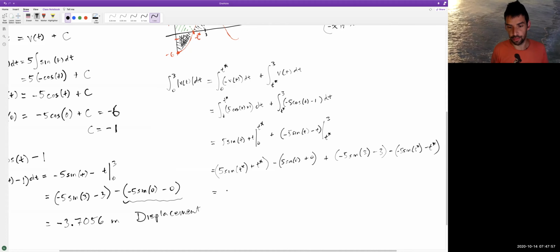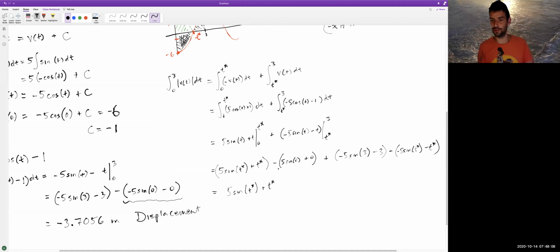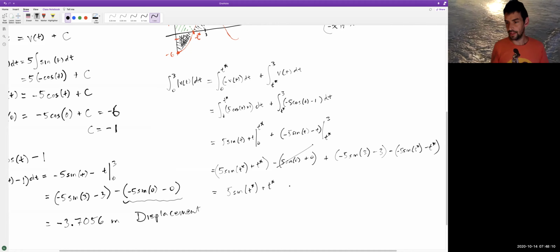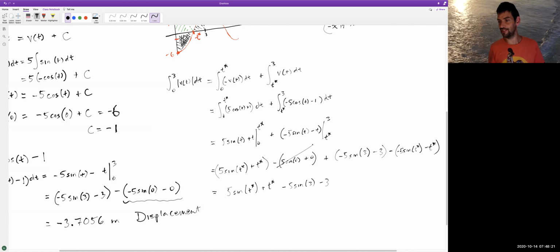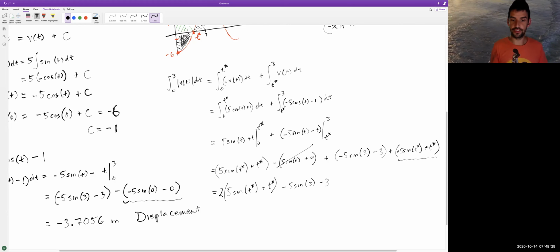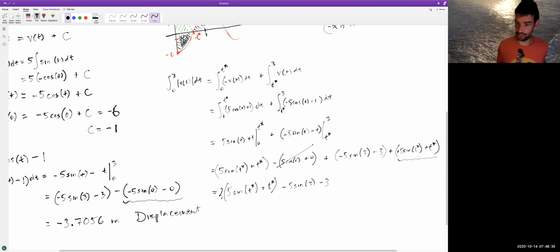Okay, what do we end up with? Well, I've got 5 sine of t star plus t star. 5 sine of 0 is 0 plus 0 is 0, so this whole term goes away. And then I've got a minus 5 sine of 3 minus 3. And then look what happens here. When I distribute this negative, I get plus 5 sine of t star plus t star. So if I distribute this negative, this thing is exactly the same as this thing at the beginning. So now I've got 2 of those. And so there is our total distance traveled.